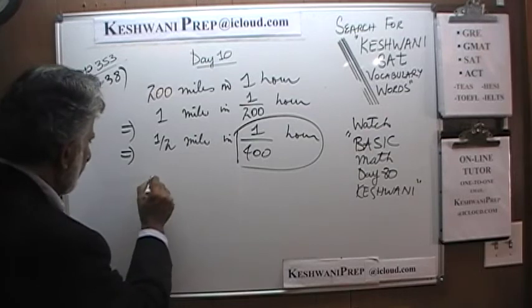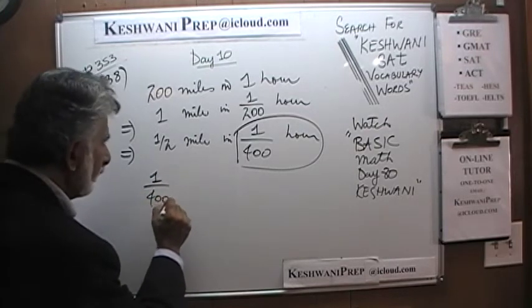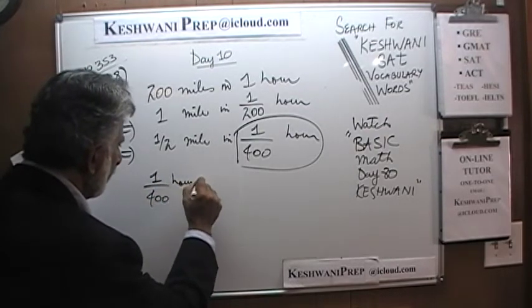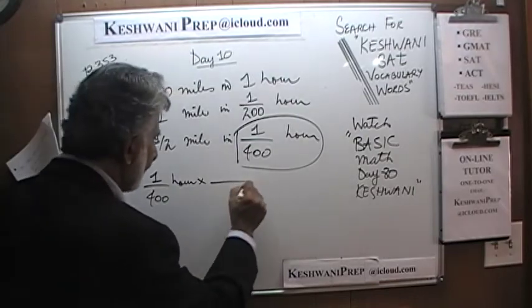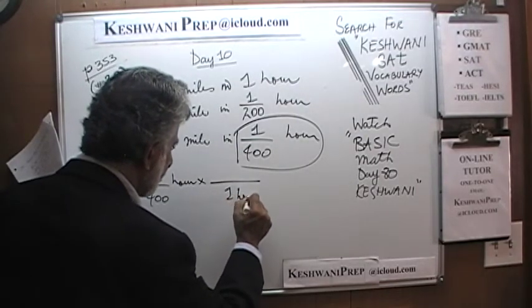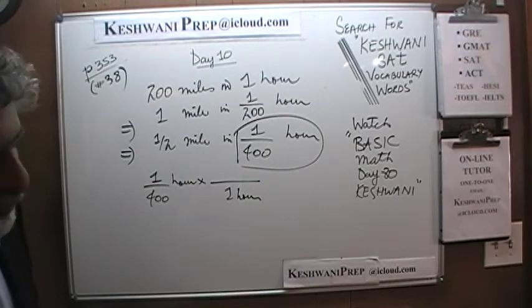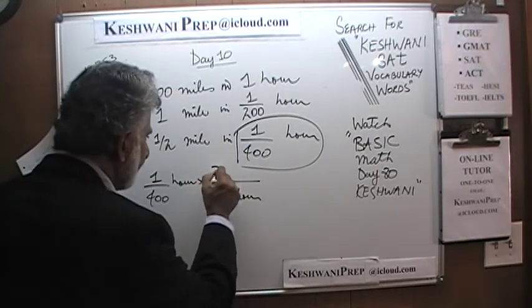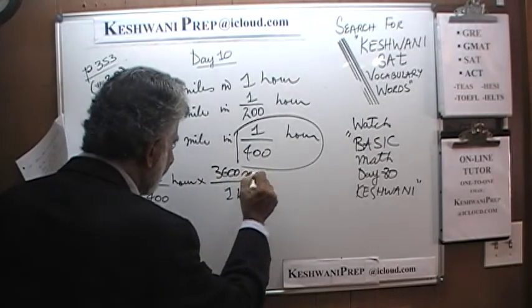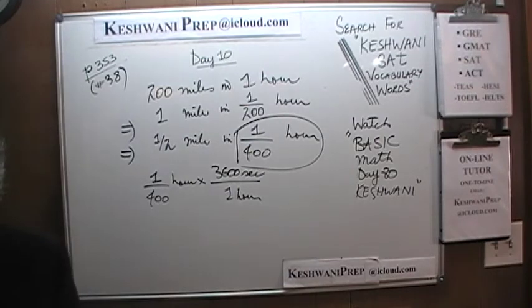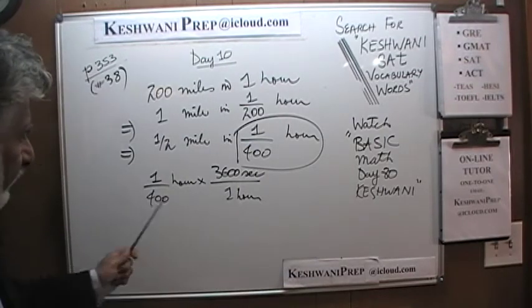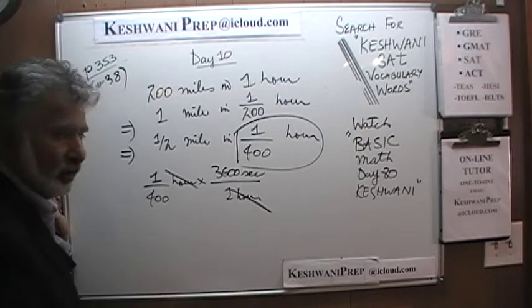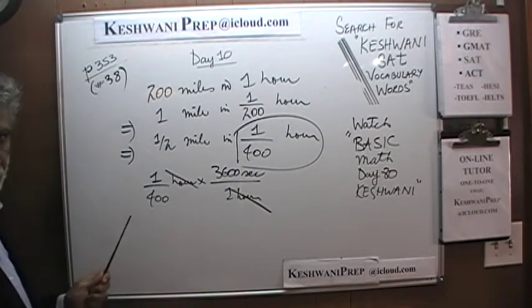All we have to do now is to convert this quantity, 1/400th, into seconds. Let's do it right here. 1/400th of an hour. We want to get rid of the hours, we want the seconds on the top. So here's 1 hour. And how many seconds? How many seconds in an hour? It has 3,600 seconds in 1 hour. Now we can see the hours are going to drop out and we'll end up with the seconds on the top, and that's what we're looking for.